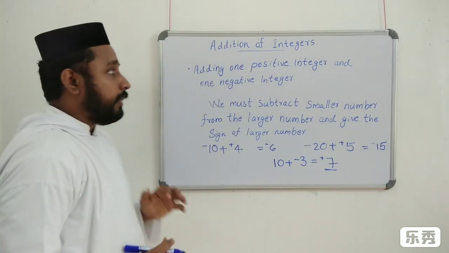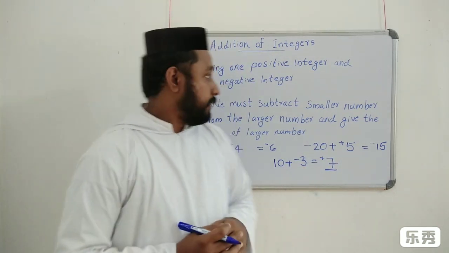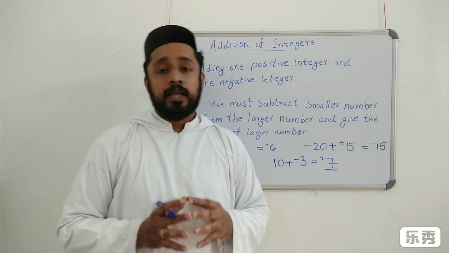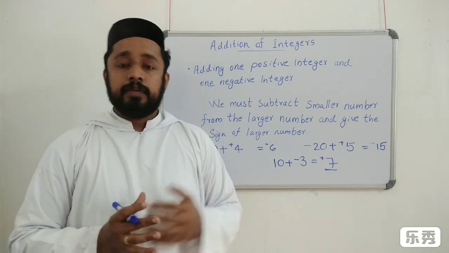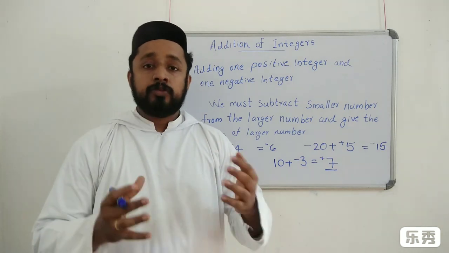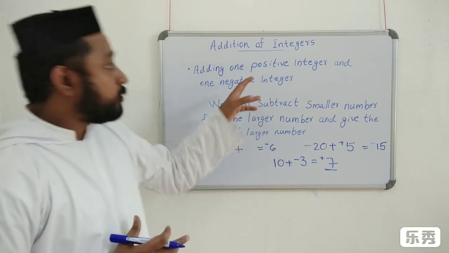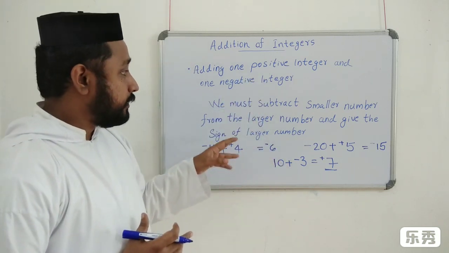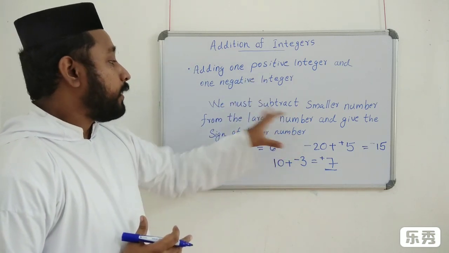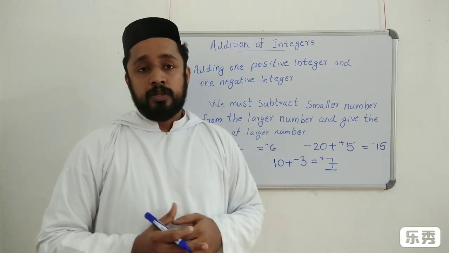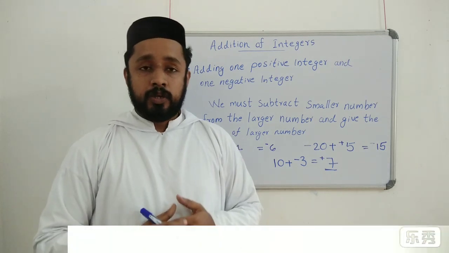So we studied the addition of integers. There are 3 rules. If two positive integers, add the integers and give the positive sign. If two negative integers, add the integers and give the negative sign. If one positive and one negative integer, subtract the smaller number from the larger number and give the sign of the larger number. So we studied the addition of integers.